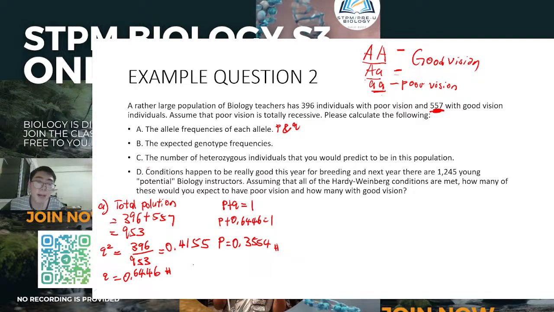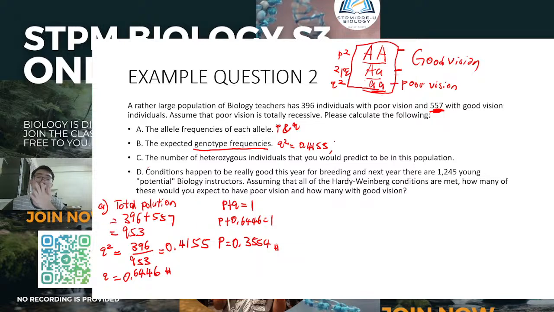And then part B. What is part B? Expected genotype frequencies. So it wants you to calculate the frequency of these three. The homozygous dominant is P square, the heterozygous is 2PQ, and the homozygous recessive is Q square. Q square you already calculated, so you can directly say Q square equals 0.4155 already.